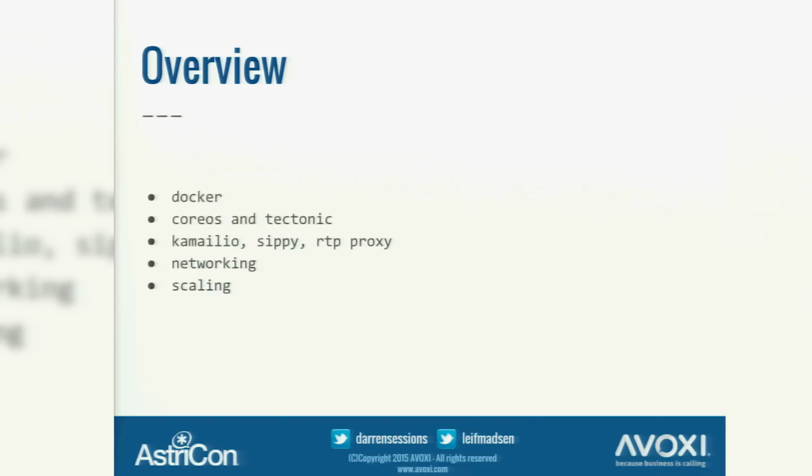So our talk today is centered around using Docker to distribute Asterisk. We're going to be touching on a lot of different topics related to containers that include CoreOS, Tectonic, Calico, SIPp, RTP proxy, networking strategies surrounding containers, and some interesting approaches to scaling container infrastructure for use with VoIP applications. So we've got a lot of ground to cover in a short amount of time. In the interest of making sure that we get through everything, if everyone could hold any questions until the very end, that'd be fantastic.